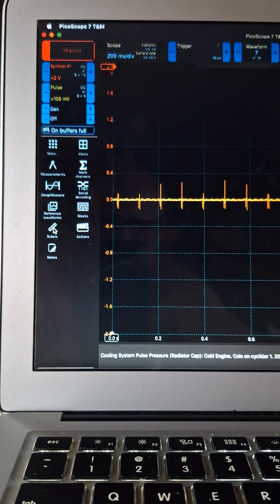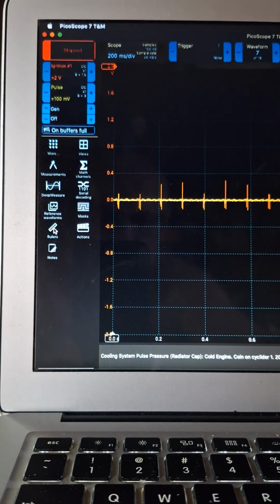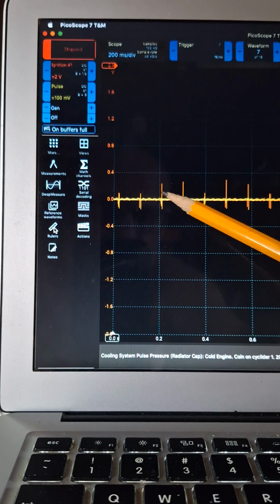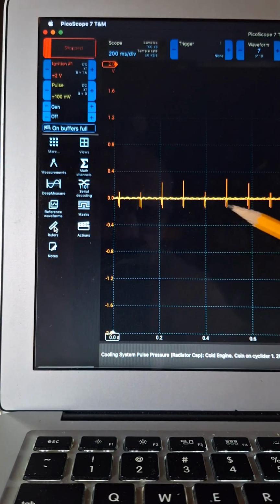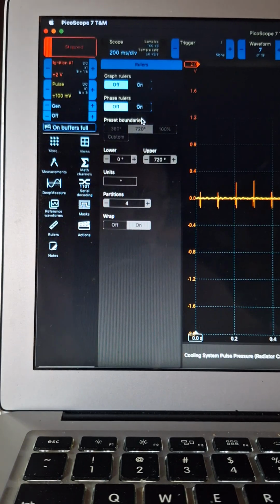Let's analyze the pulse pressure waveform that we got from the cooling system. These are the waveforms here. This is the ignition from cylinder one, and the other trace is the pulses. Let's put some phase rulers on there.